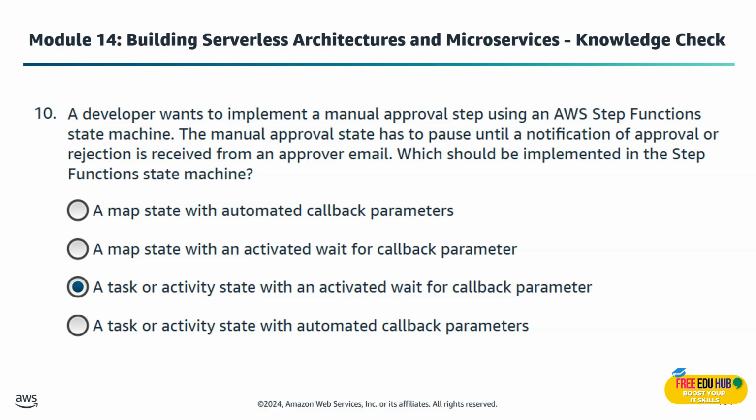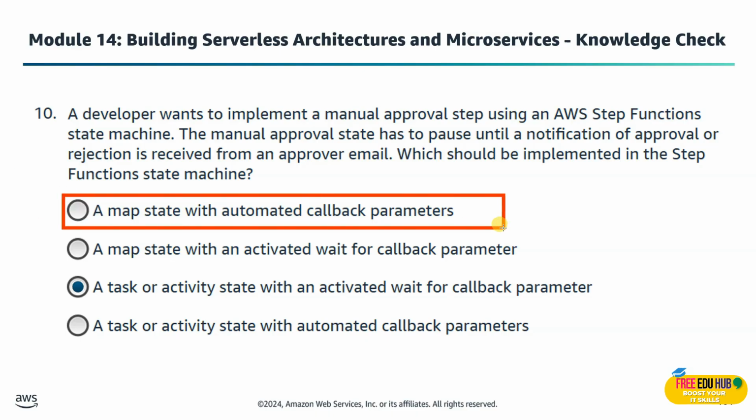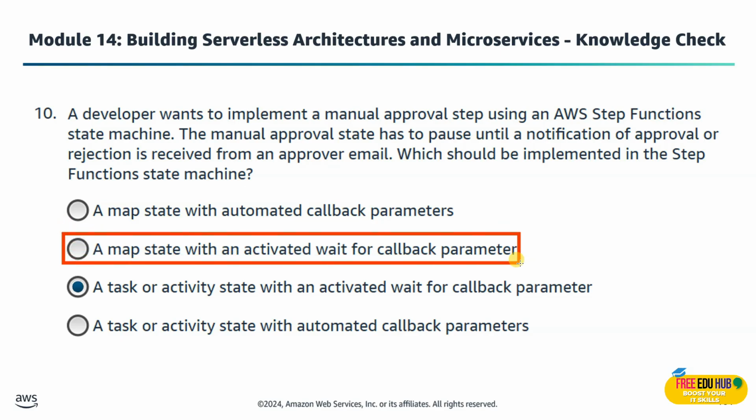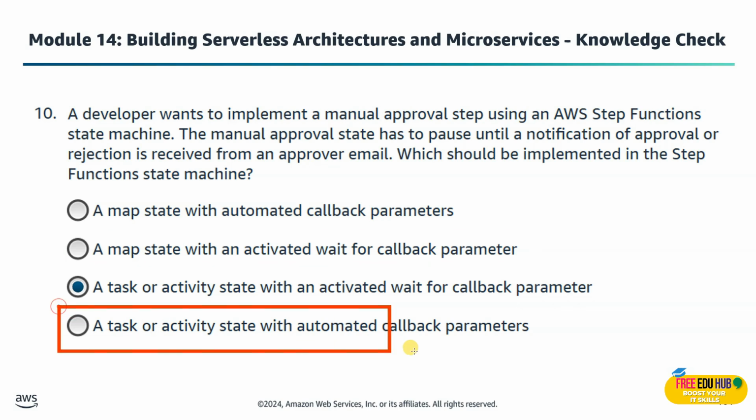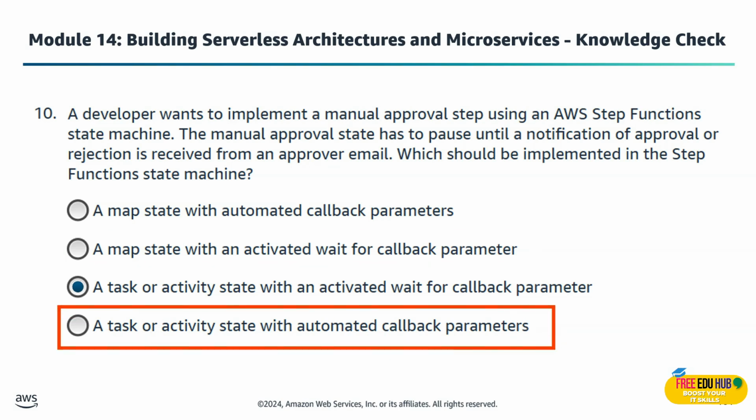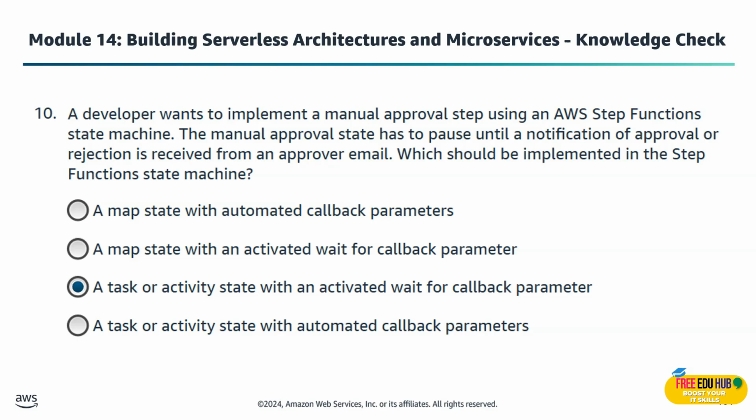If we look at the other options, which says a map state with automated callback parameters, the map is for parallel iteration, not for approvals, and a map state with an activated wait for callback parameter. Map isn't designed for external approval waits, and then a task or activity state with automated callback parameters. Automation won't pause for human input. So that was our module number 14, which talks about building serverless architectures and microservices.